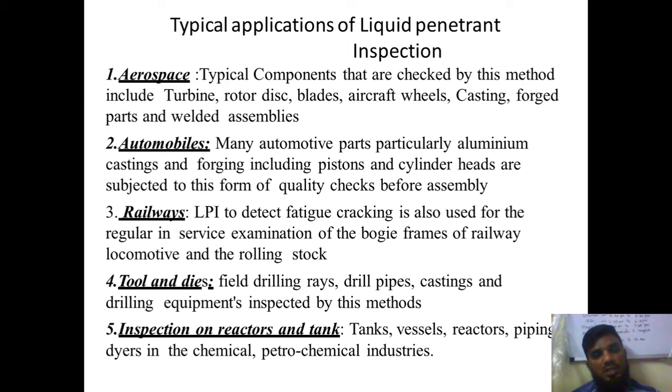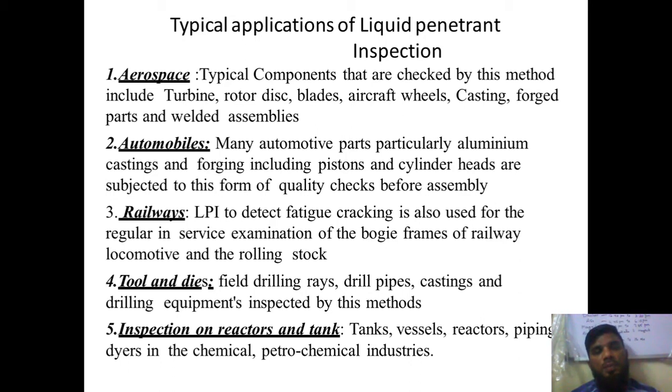Next is the rotor disc, which carries the turbine blades. Next are aircraft wheels, casting things. When you are casting something and going to use it somewhere, you should be very cautious. Next are forged parts, made by using the forging technique. Similarly, weld assemblies. These are the things generally used in aerospace, and you should be very careful; they should be tested by the liquid penetrant inspection technique.